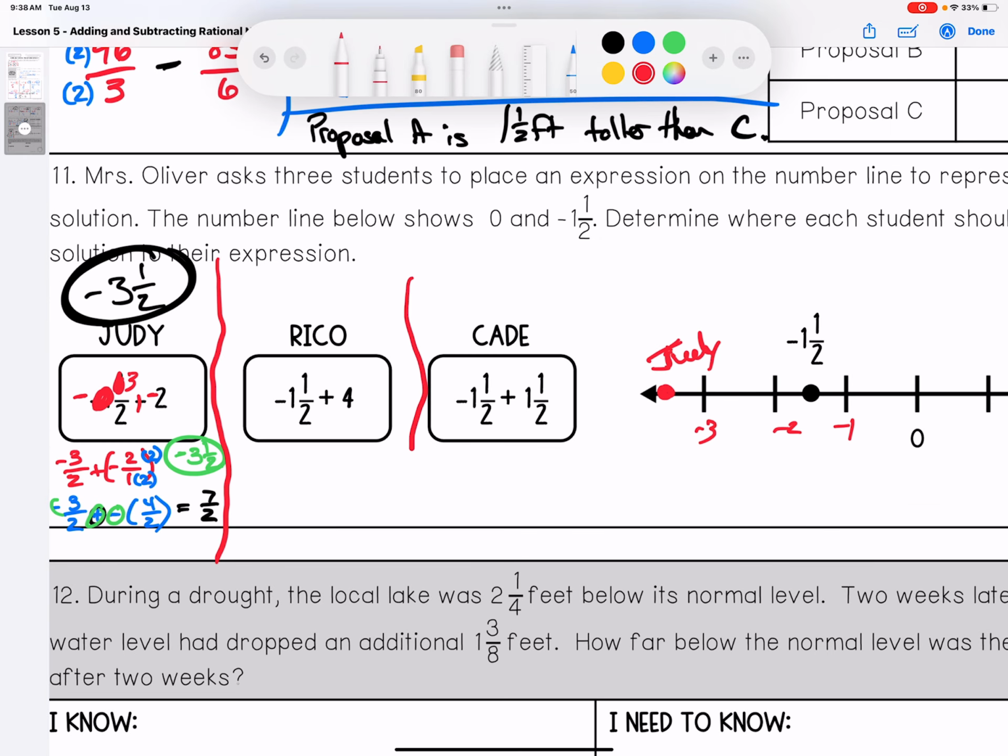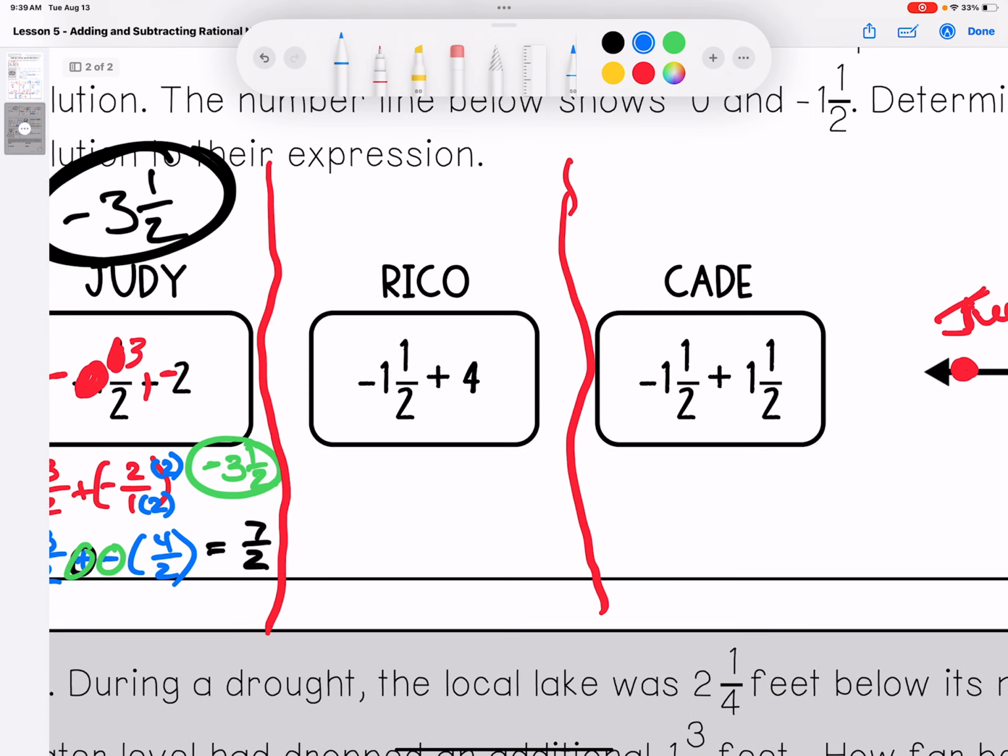All right, Rico. Uncle Rico from Napoleon Dynamite. All right, so let's put that over 1, that whole number, and let's go ahead and turn this mixed number into an improper fraction. Just like we did on the first one, it becomes negative 3 over 2. So we're going to rewrite our problem: negative 3 over 2 plus 4 over 1.